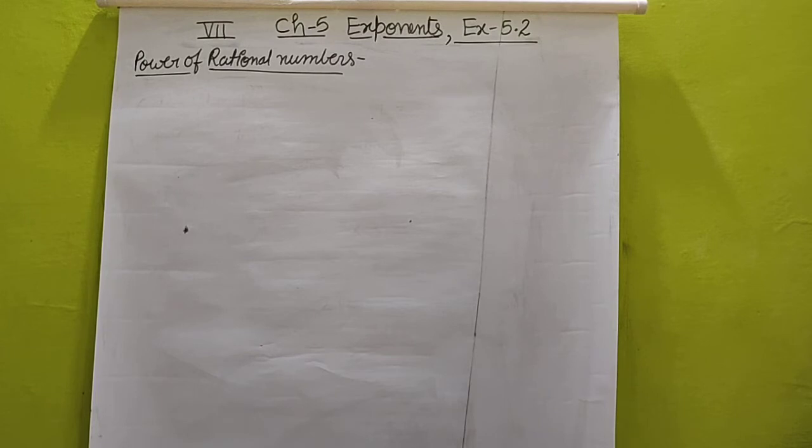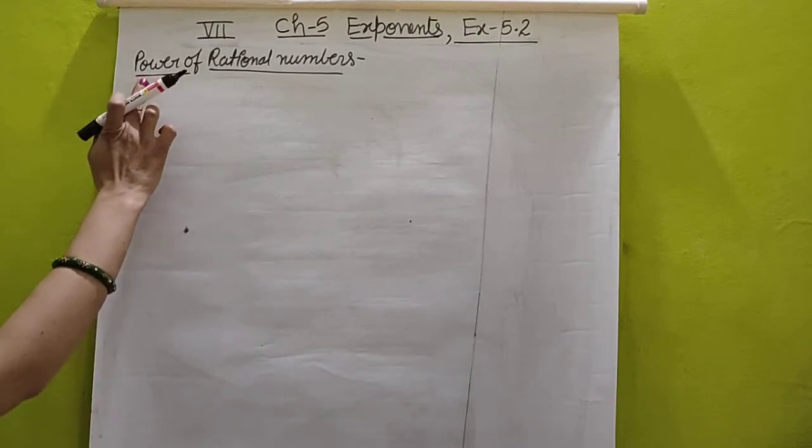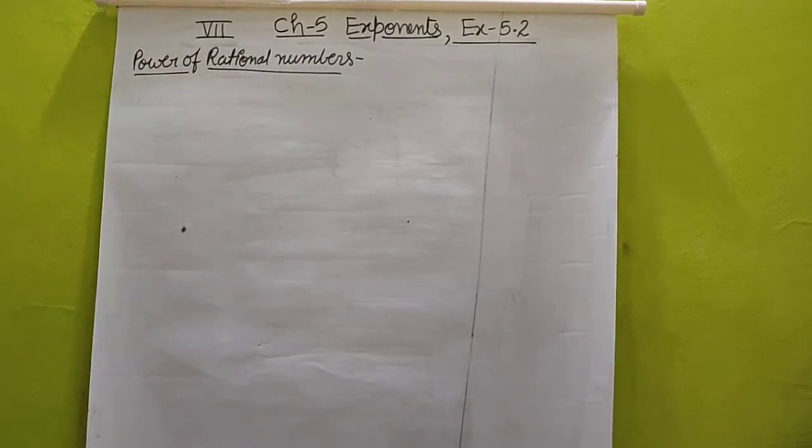In our last class, students, we have learned about integers, exponents of integers. Dear students, we have learned how we can write exponent in the expanded form or how we can find the value of x, etc. But here students, we will learn about power of rational numbers. It means students, exponents of rational number.